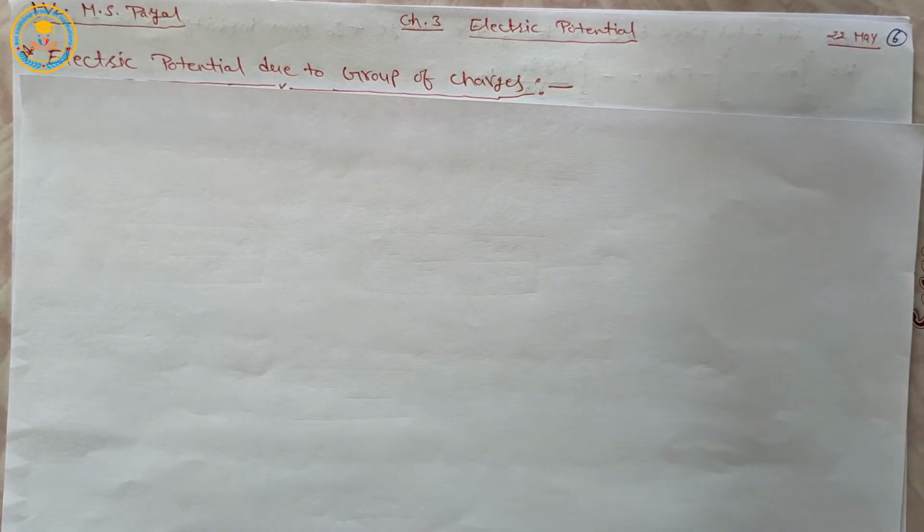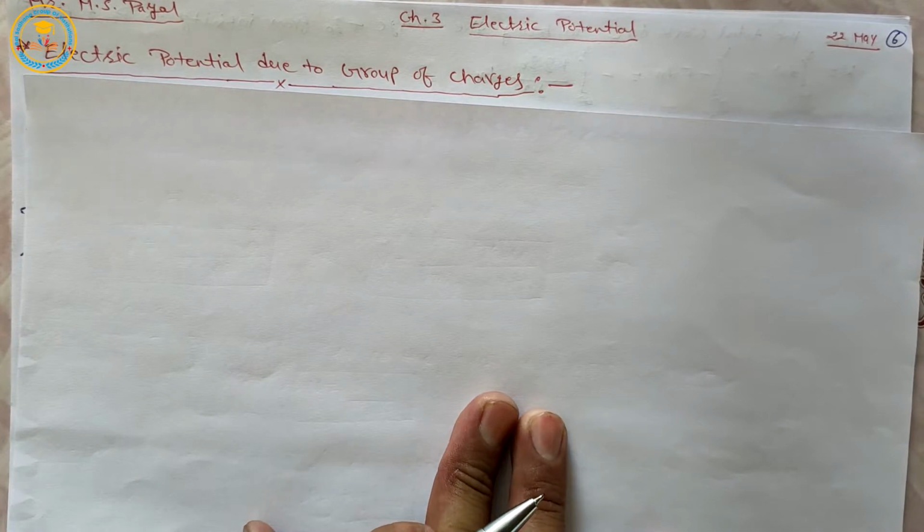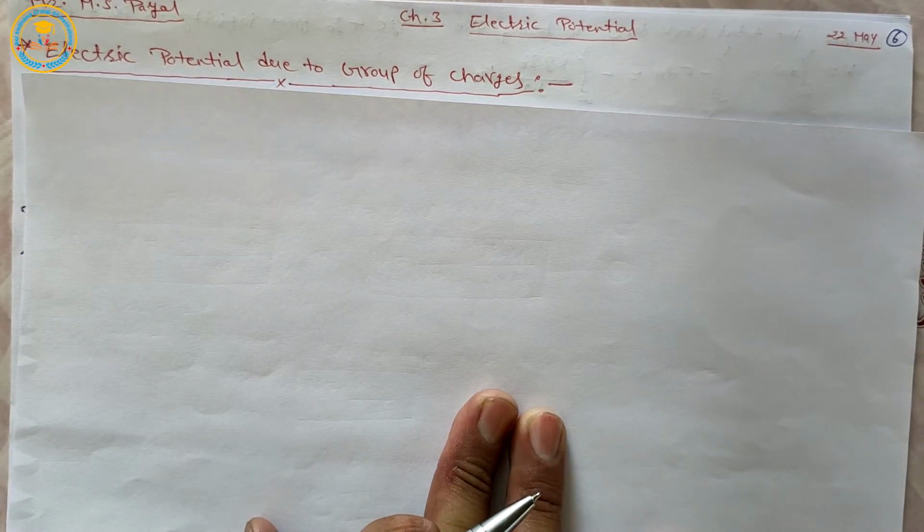Our chapter number 3 is going on, which is electric potential. Yesterday, we discussed the introduction of this chapter and the definitions of electric potential and electric potential difference. And we derived the electric potential due to a point charge. Okay, I repeat the definitions of electric potential and electric potential difference.